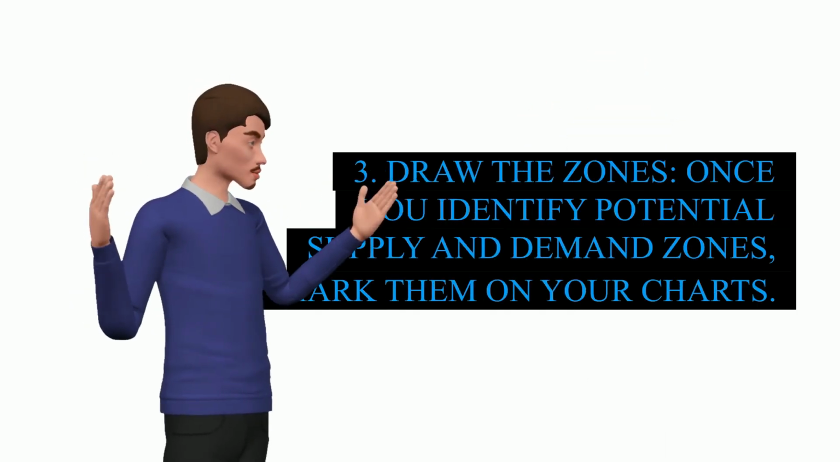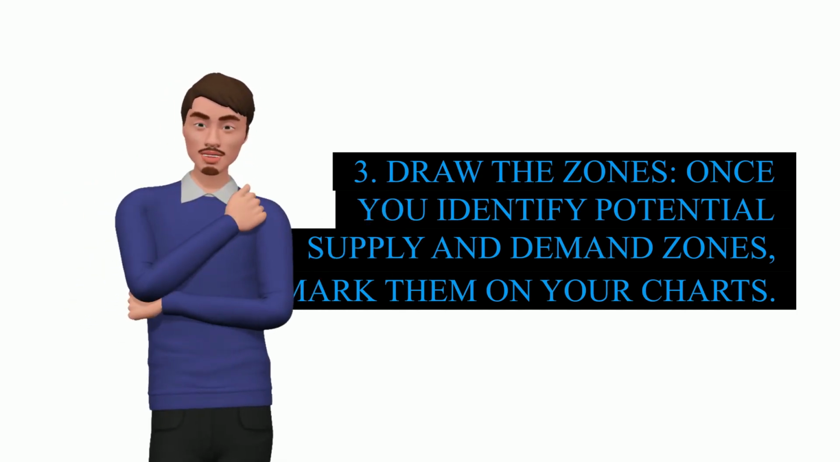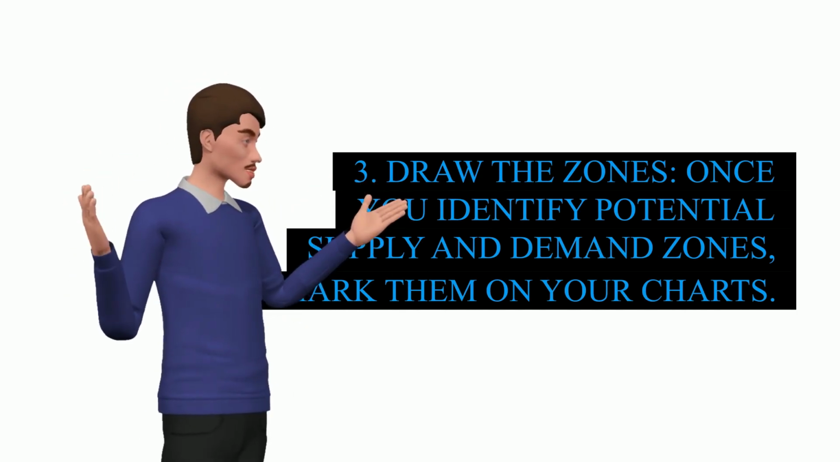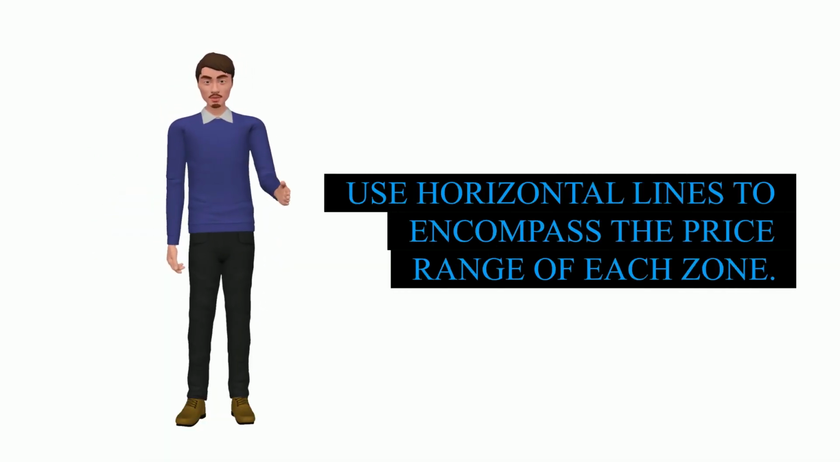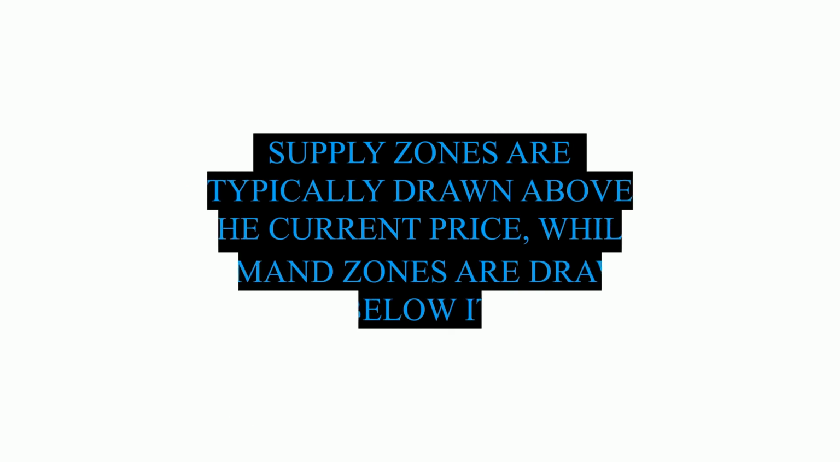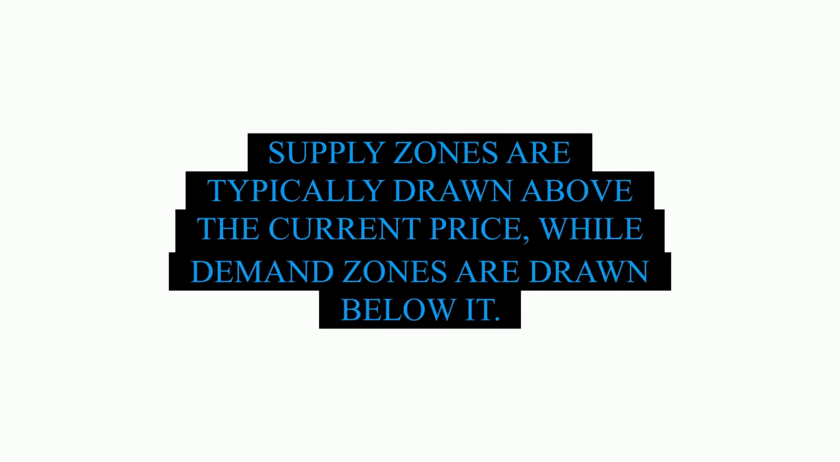3. Draw the zones. Once you identify potential supply and demand zones, mark them on your charts. Use horizontal lines to encompass the price range of each zone. Supply zones are typically drawn above the current price, while demand zones are drawn below it.